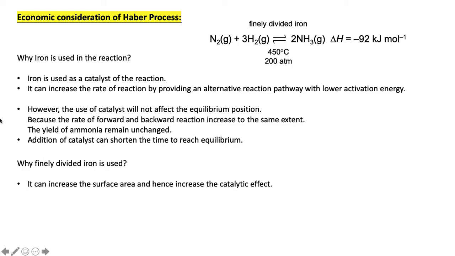Next, why is iron used? Because iron is used as a catalyst. However, just a reminder that the use of a catalyst will not affect the equilibrium position, or in other words, it will not affect the yield of the reaction, because it can only increase the rate of reaction, but not the yield. So the yield of ammonia after using a catalyst will still remain unchanged, but it will shorten the time to reach equilibrium.